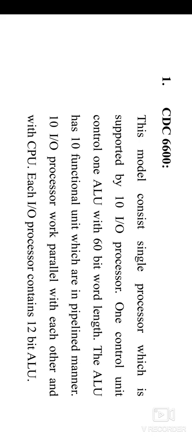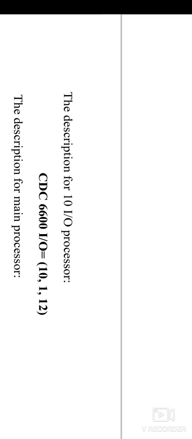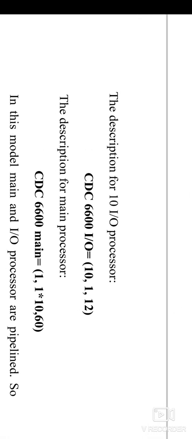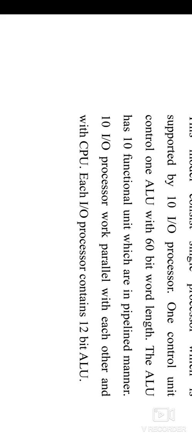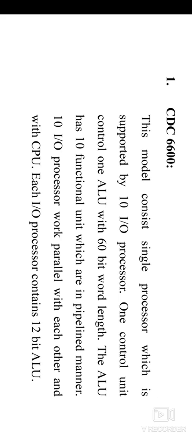The CDC 6600 model consists of a single processor which is supported by 10 IO processors. One control unit controls one ALU with 60-bit word length. The ALU has 10 functional units which are pipelined. The 10 IO processors work in parallel with each other and with the CPU. Each IO processor contains a 12-bit ALU.